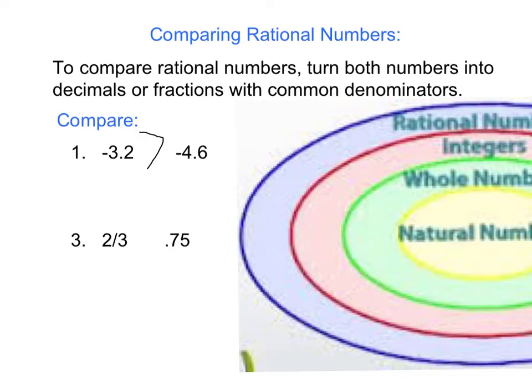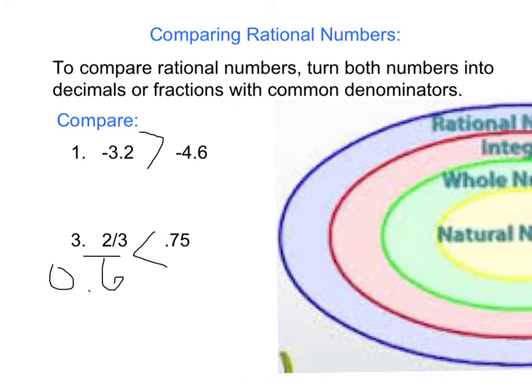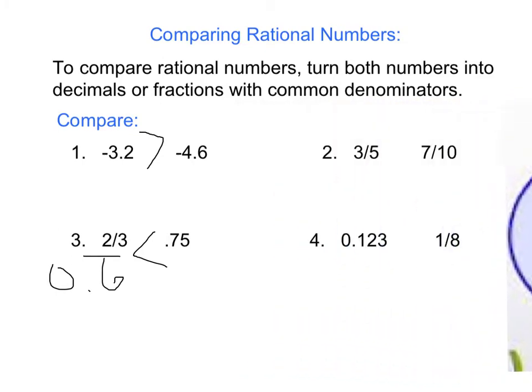In the next example, we need to turn either 2/3 into a decimal or 0.75 into a fraction. Either way is acceptable and will lead you to the correct answer. I think in this case it's easier to turn 2/3 into a decimal. 2/3 is 0.6 repeating. Once we turn it into a decimal, it's easy to see that 75/100 is larger than 2/3. Now please take a moment to pause this video, put the first two examples in your notes, and try the next two on your own.